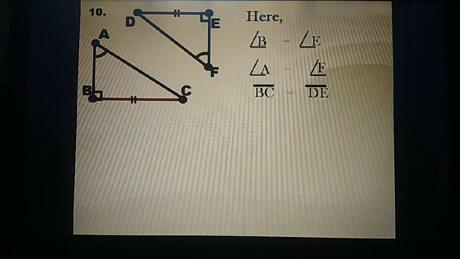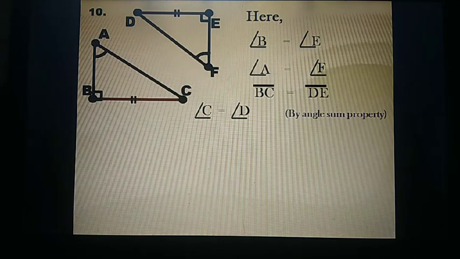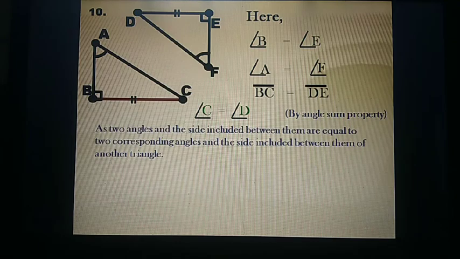Now as the two angles are equal to the corresponding angles in the other triangle, the third angle will also be equal by the angle sum property. Now we can say that angle C is also equal to angle D, as the two angles are equal to each other. So by the angle sum property, the leftover angle is also equal to each other. Now this BC will act as the included side of angle B and C. DE will be the included side of angle D and angle E. So the two triangles are congruent.